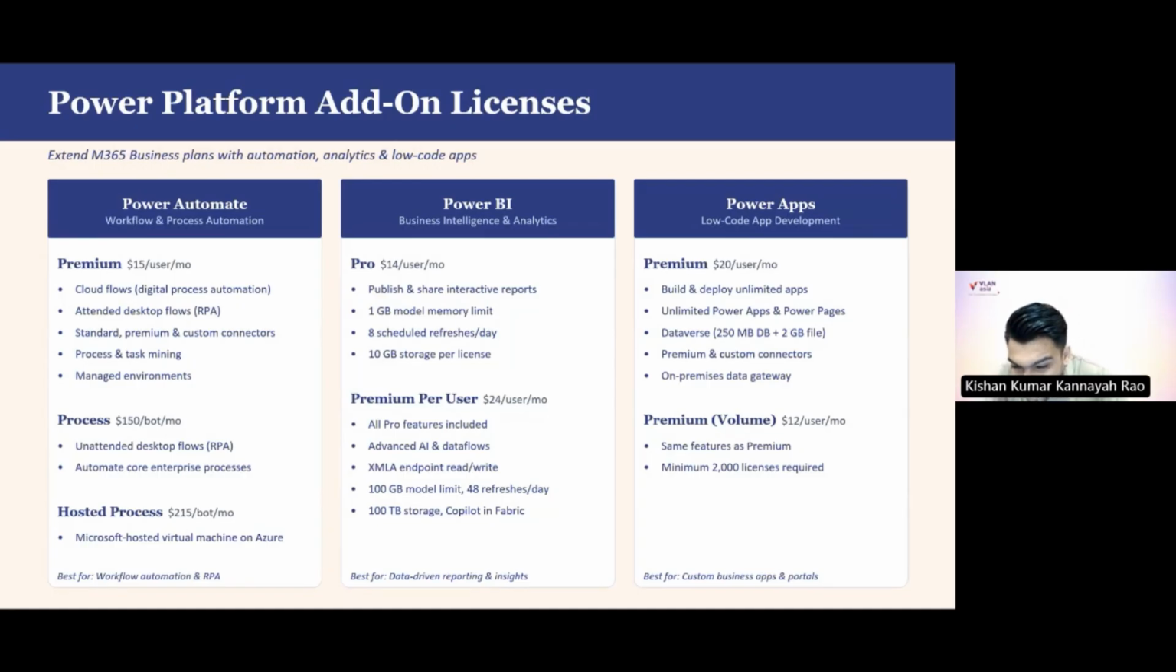For Power Apps, we have Premium here, which is $20, right? Build and deploy unlimited apps, unlimited Power Apps and Power Pages. You get Dataverse as well, and then premium and custom connectors, and the on-premise data gateway. This is more of an add-on or advanced version of Power BI, where it allows you to customize a lot of things on your application level, right? And it also gives you Dataverse and premium and custom connectors, all this stuff.